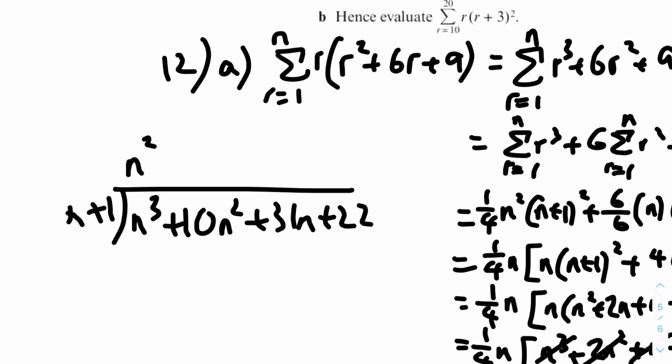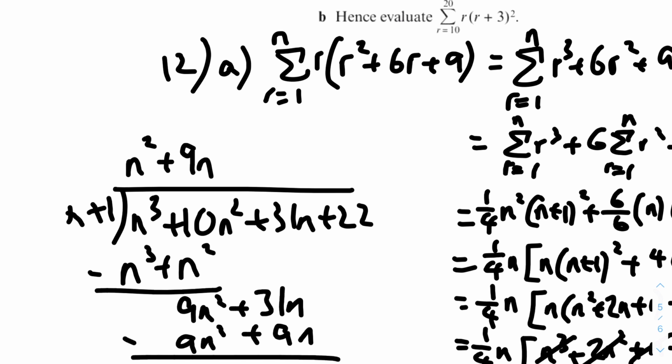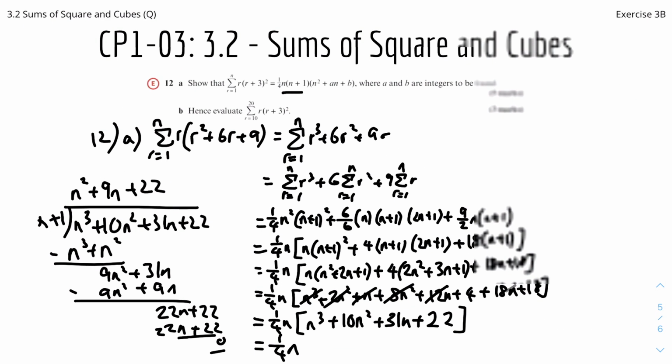It'll be n squared, so n cubed plus n squared minus, okay, that's 9n squared plus 31n. So it'll be plus 9n squared plus 9n, 31 minus 9 gets us 22. So 22n plus 22. It'll be plus 22, 22n plus 22, and remainder of 0. That means the final expression is equal to 1 over 4n times n plus 1 times n squared plus 9n plus 20.